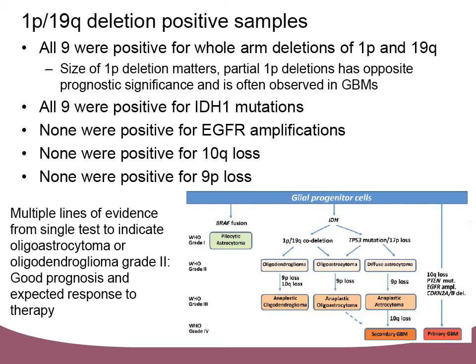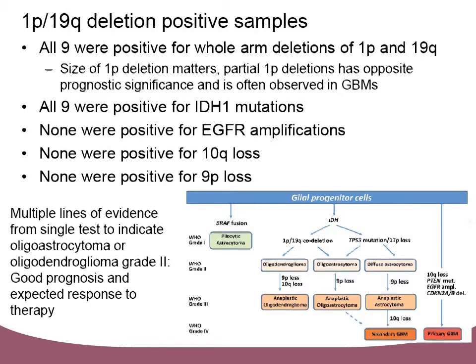All 9 were positive for IDH1 mutations. IDH1 is more common than IDH2 in this subset, and all of ours were positive for an IDH1 mutation. None were positive for EGFR1 amplifications, none were positive for 10q loss, and none were positive for 9p loss. So again, now we had multiple lines of evidence to help us know that we were here at grade 2, and that we should have a good prognosis and expected response to therapy.